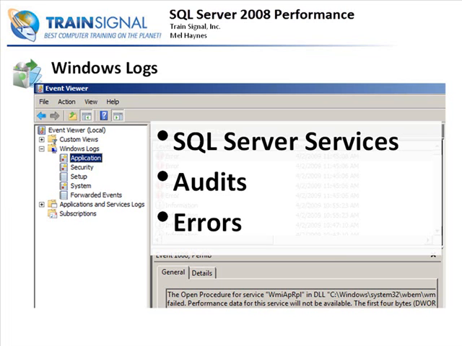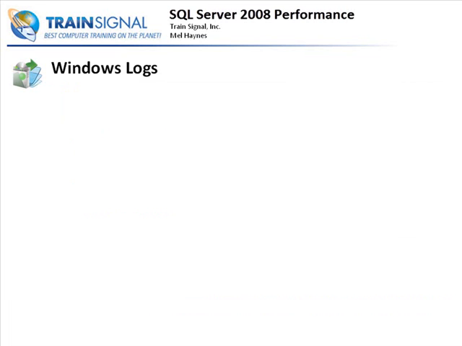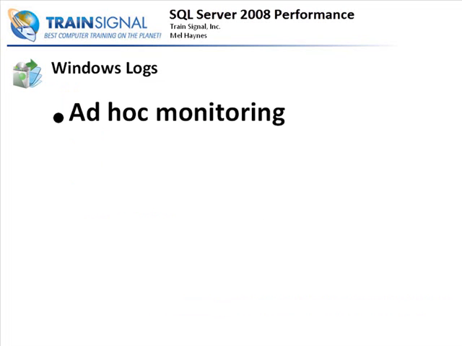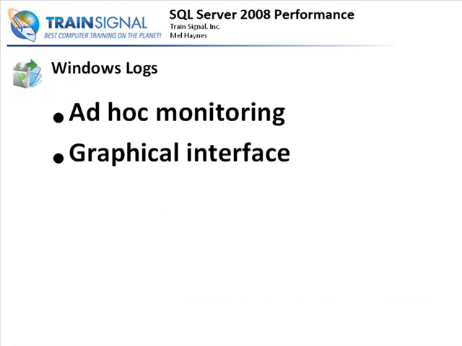Now you can go in and query, or I should say filter, that information to pull out just the stuff that you want to see, as opposed to having to look at all the errors in there, because it won't just be SQL Server information. So when do we use it? Two main things: ad hoc monitoring, and it also has a graphical user interface. So it'll be something you can use fairly easily, fairly quickly. But here, let's jump over and look at the logs.